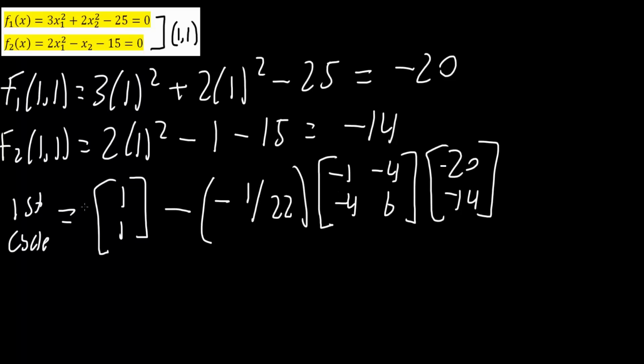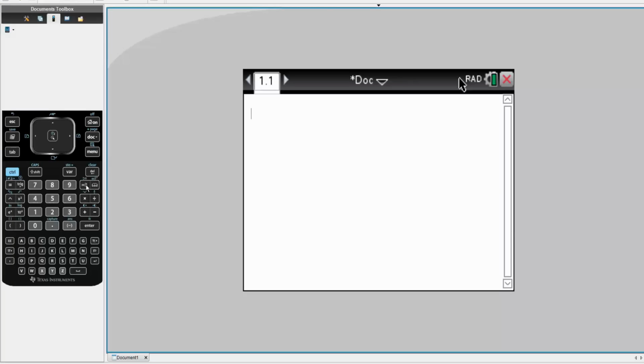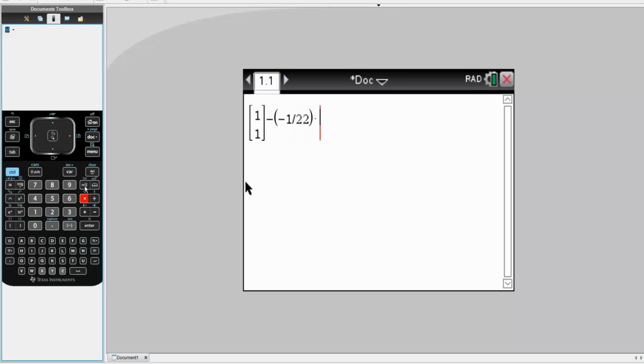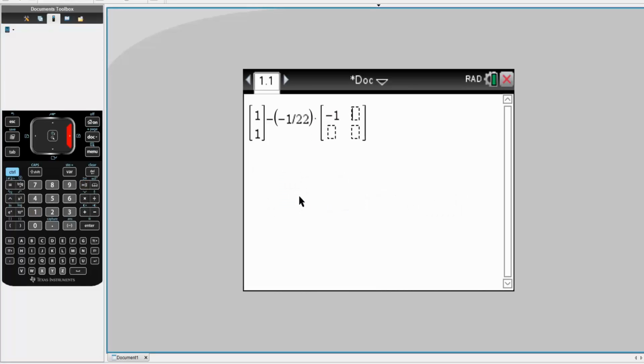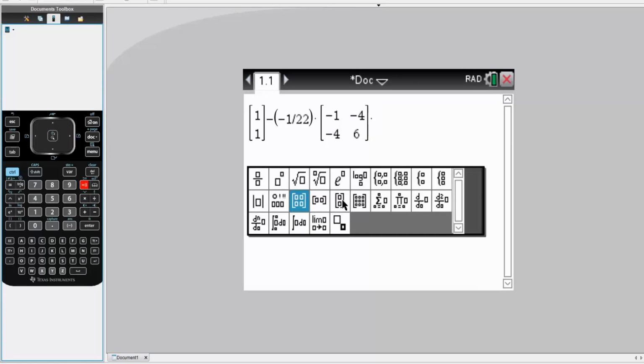And so now I'll just type this right here into a calculator. So now I will be using my TI Nspire CX. So I will hit this icon, then this icon. We had 1, 1, minus minus 1 divided by 22 times, we want a 2 by 2 matrix. We had negative 1, negative 4, negative 4, and 6, times this icon, then this.